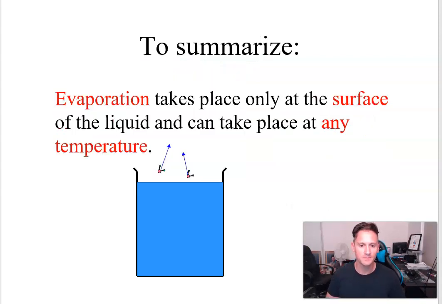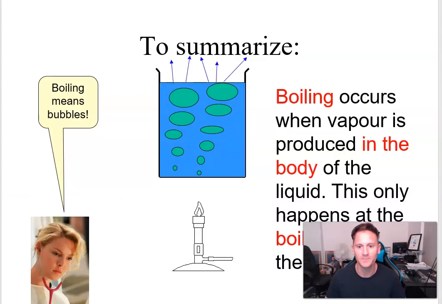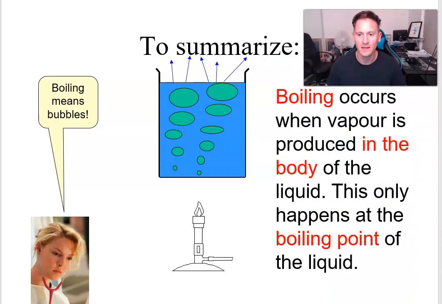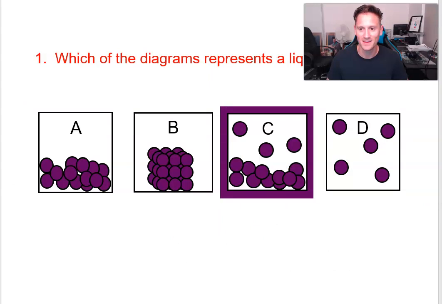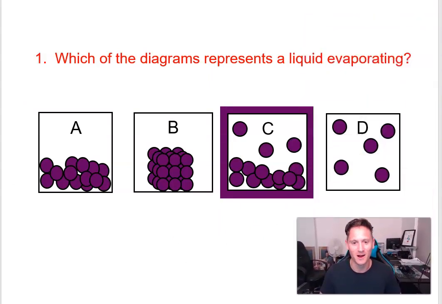So let's summarize. Evaporation only takes place at the surface of the liquid, and it can take place at any temperature. It's when the water molecules escape the surface of that liquid. The concept of boiling is when vapor is produced in the body of the liquid, and this only happens at the boiling point of the liquid. For water, the boiling point is 100 degrees Celsius. Boiling means bubbles. So if you get that, you're doing really, really well.